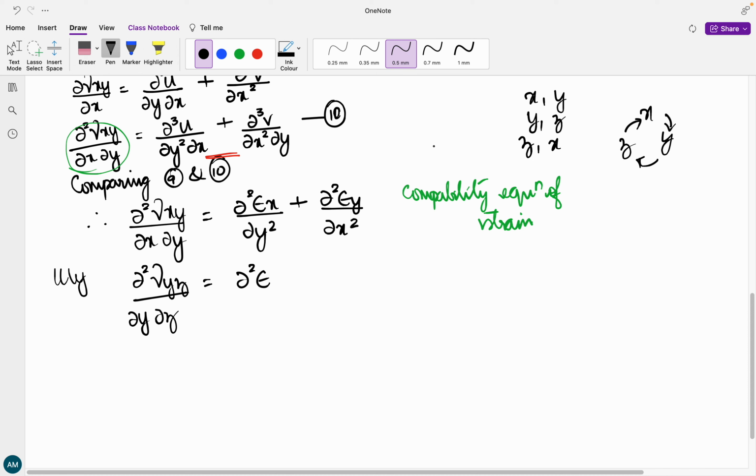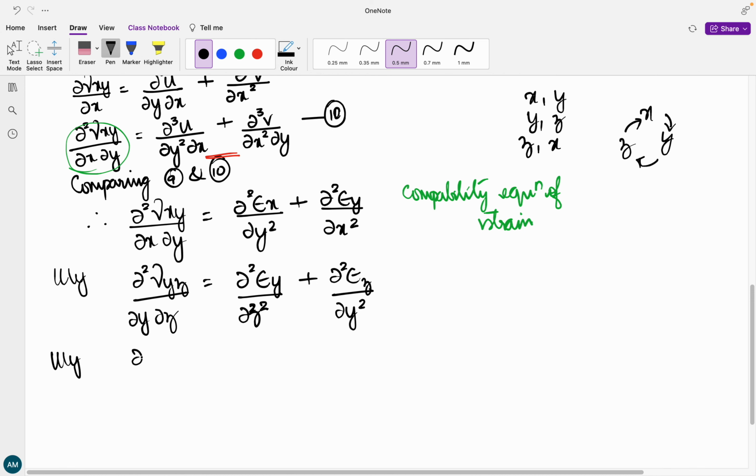You have x here. After x, it is going to be y. So y. Then we have y here. After y, it is z. So it is ∂z² plus ∂²ε. You have y plus z. You have x, hence make it as y. We are just shifting them in the cyclic order.